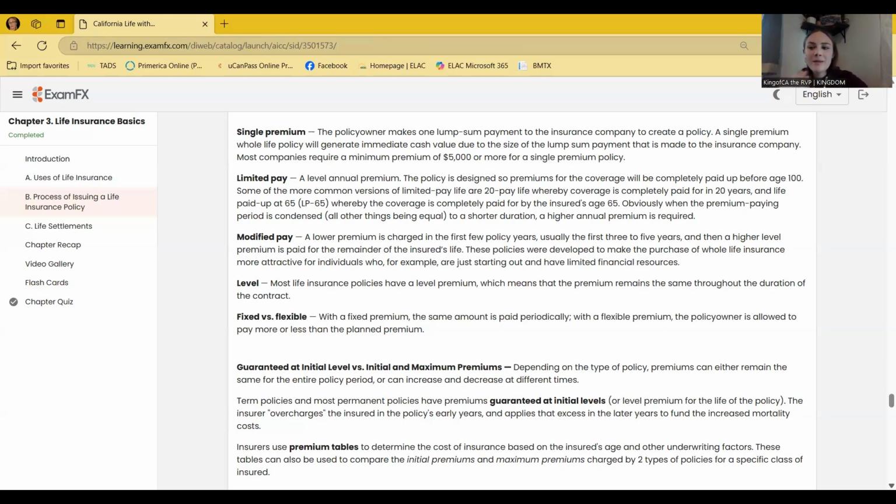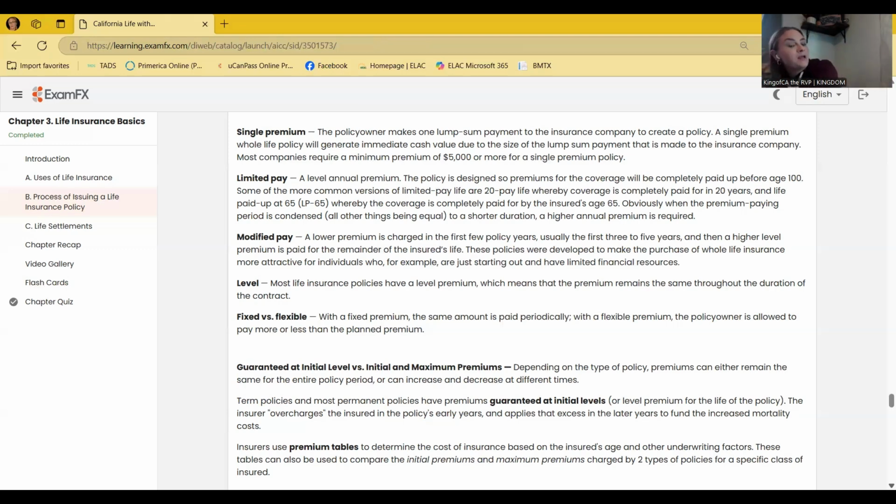So very few people pay single premium policies. Okay. When it comes to annuities, they might, but for life insurance, probably not. So single premium just means that the policy pays one single lump sum premium to the insurance company to create this policy. Okay.